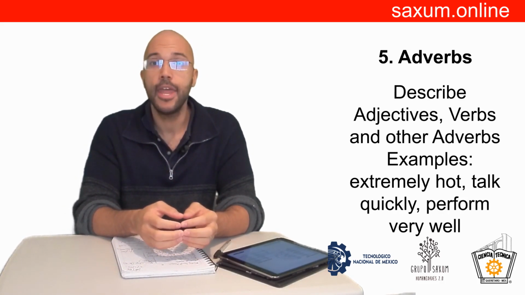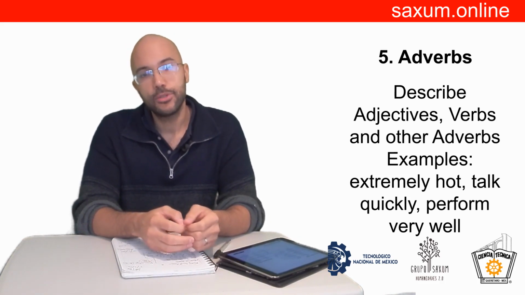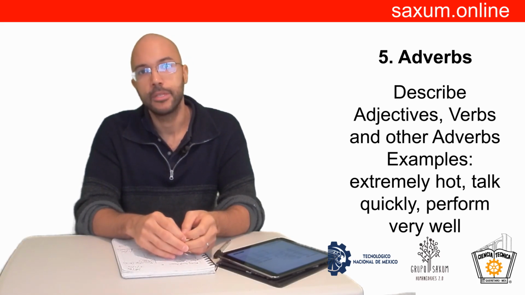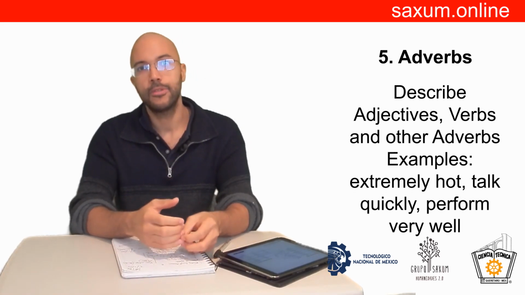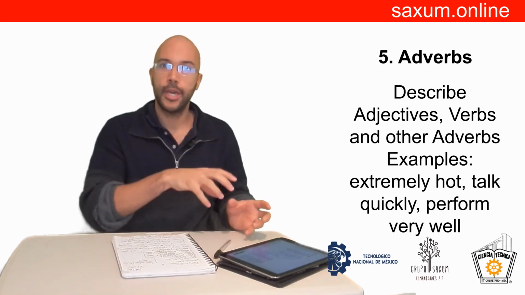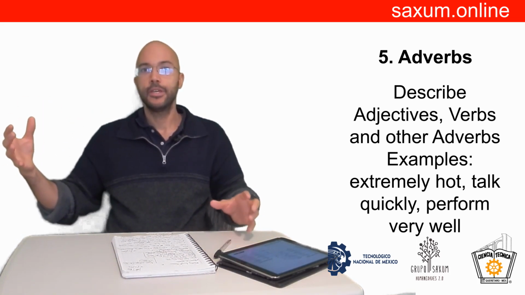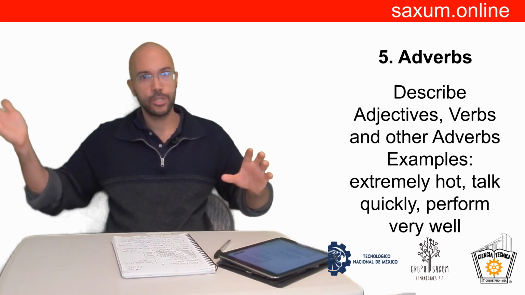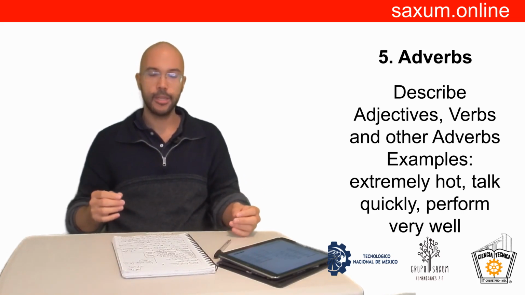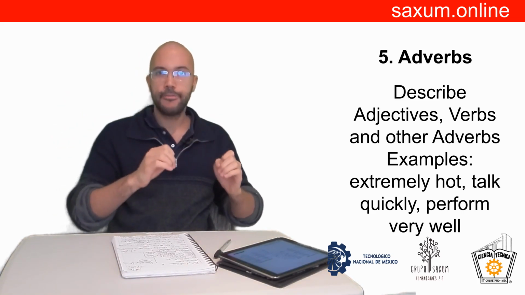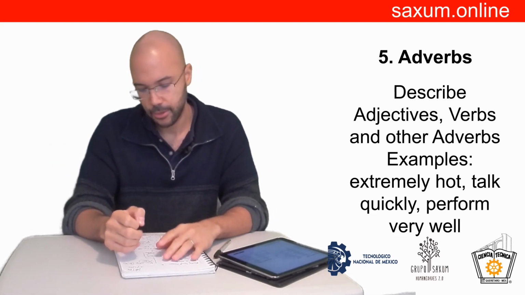Now the next one, adverbs, is a little harder to identify. But these are words that describe any adjective, okay? So if you take the adjective hot, you can modify this adjective or describe this adjective with another word. For example, extremely hot. Extremely hot, okay? Extremely modifies or describes hot. How hot? Extremely hot, okay?